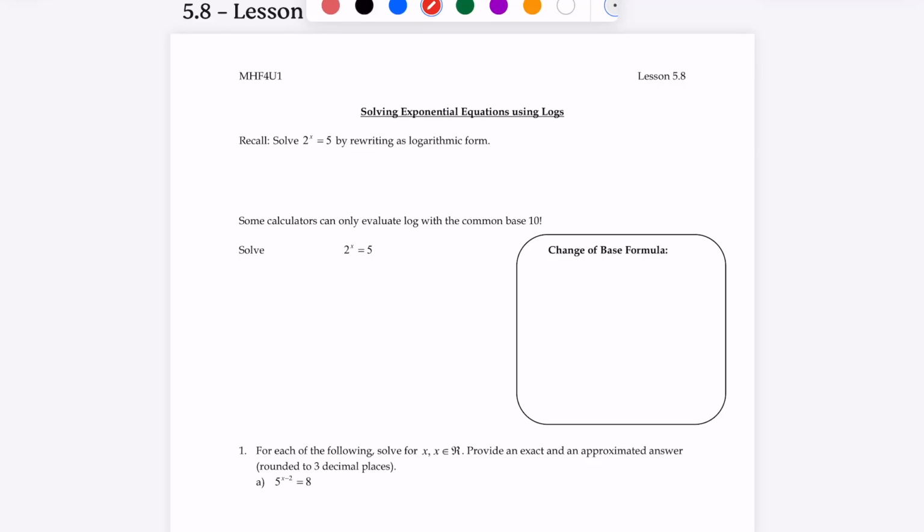Lesson 5.8, solving exponential equations using logs.